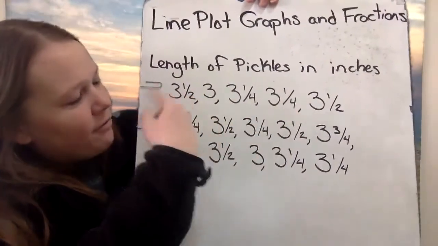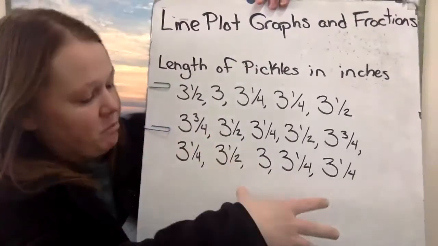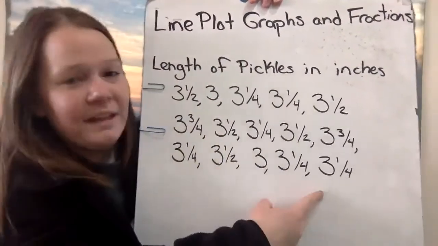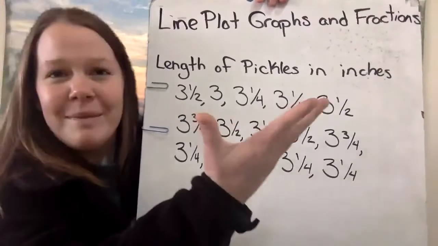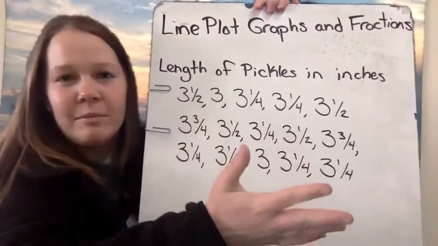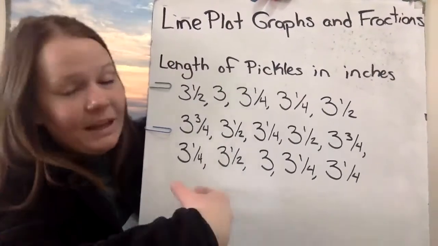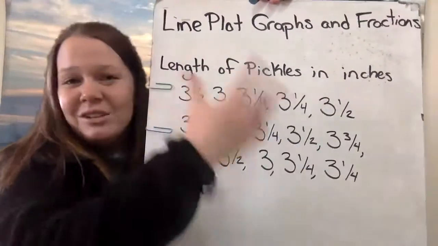So I have 15 pickles in the 2 jars that I have bought within the past month or so here. So these are all the lengths of these pickles. So the question is, how could I make a line plot graph showing all of this data? Because looking at all these numbers, it's a lot. It really is. So we can make a line plot graph to kind of organize all this data.